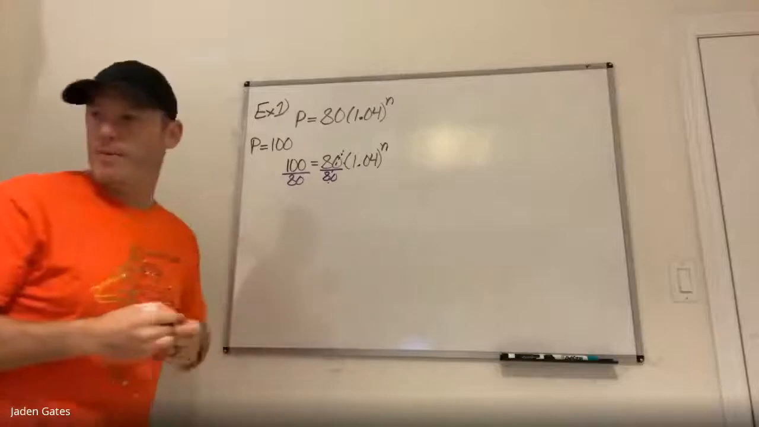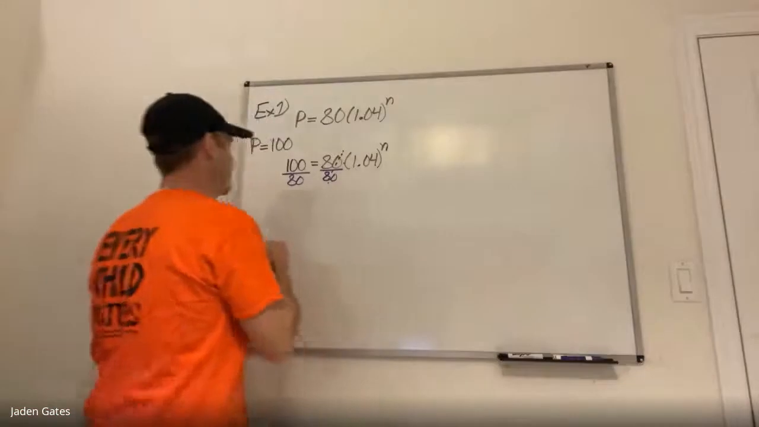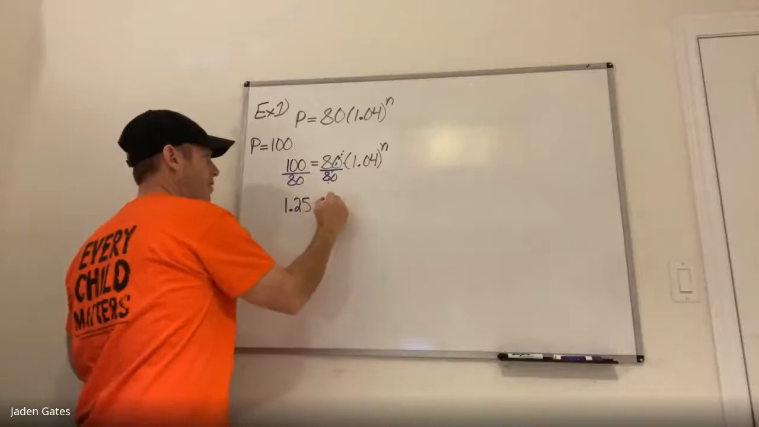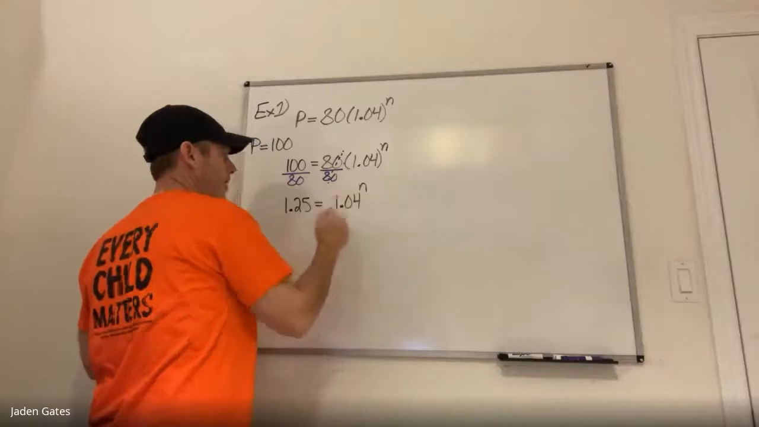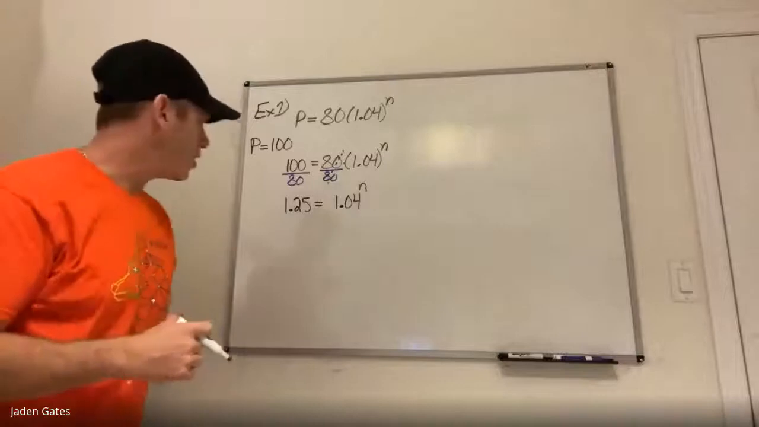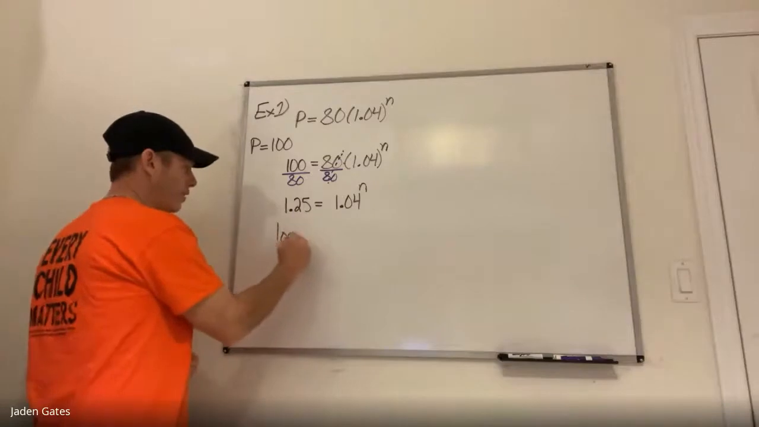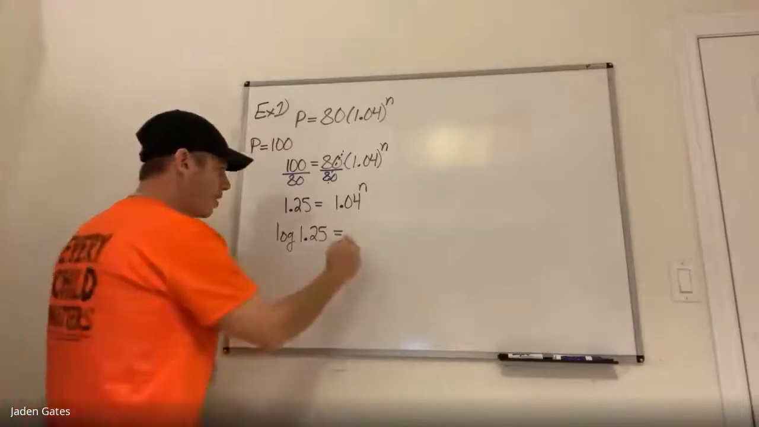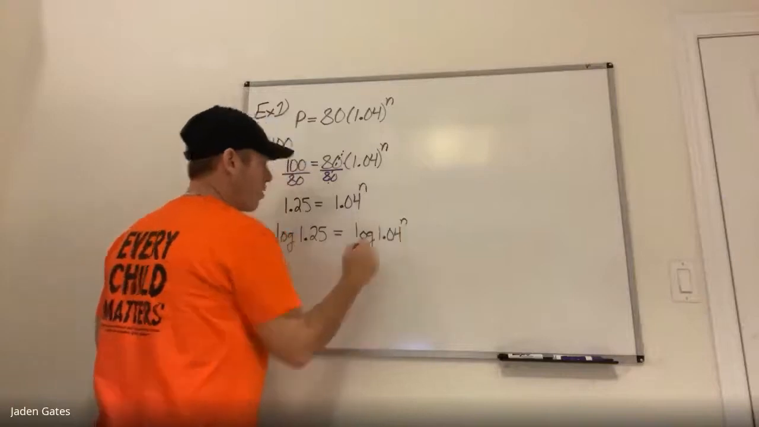I have 100 divided by 80. I'm using my calculator here, and I'm getting 1.25 over here. And that is equal to, I don't need the brackets anymore, 1.04 to the power of n. Now, this is very similar to what we did this morning. Now is when I'm going to take the log of both sides because, again, I want to solve for the exponent. So I take the log of 1.25, and I take the log of my right side here, which is the log of 1.04 to the power of n.